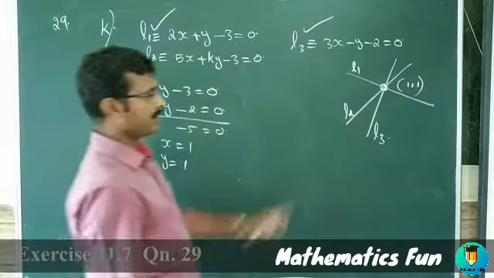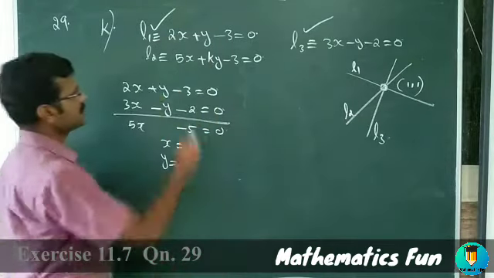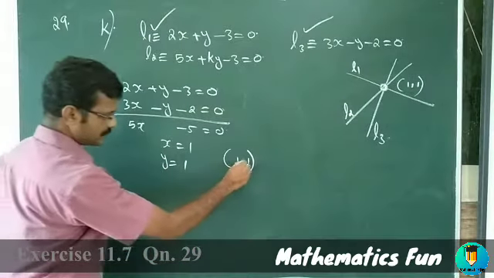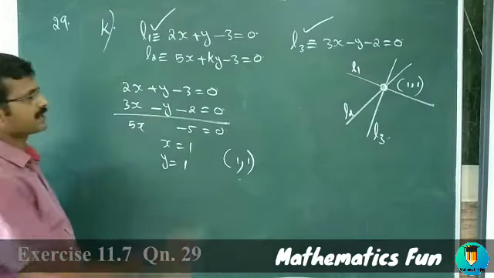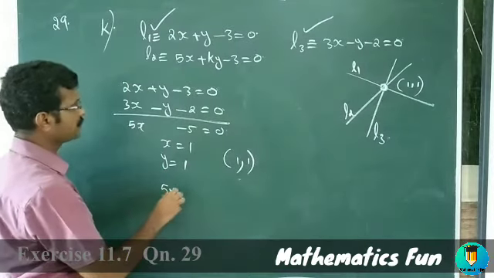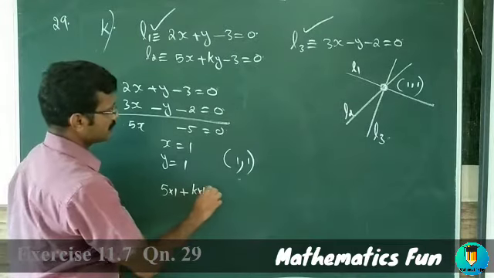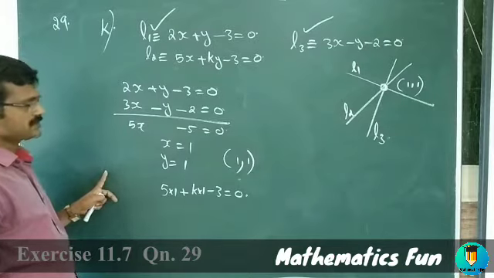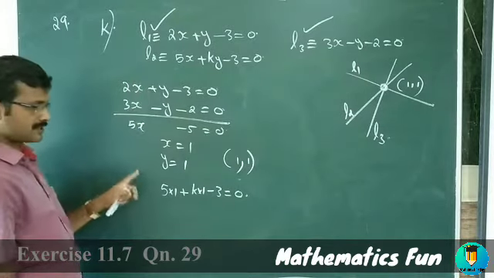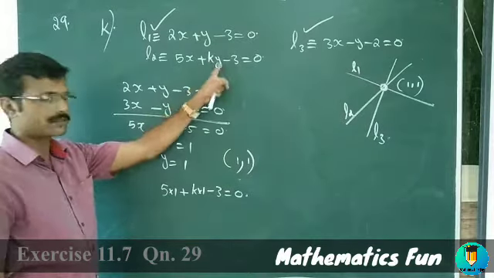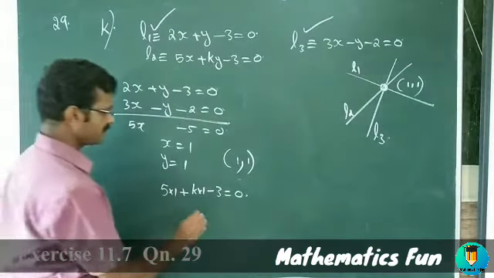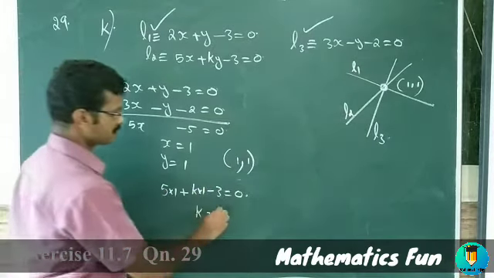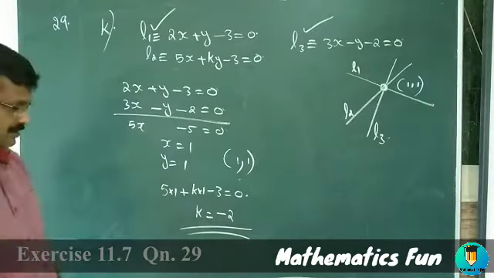Now that point is a point on L2. Since this point is on the line L2, I can substitute. So if I substitute, 5 into 1 plus k into 1 minus 3 is equal to 0. Since the point is on the line L2, you can substitute, and from this I will get the value of k. 5 minus 3 is 2. Taking 2 to the other side, it is minus 2. The value of k is minus 2.